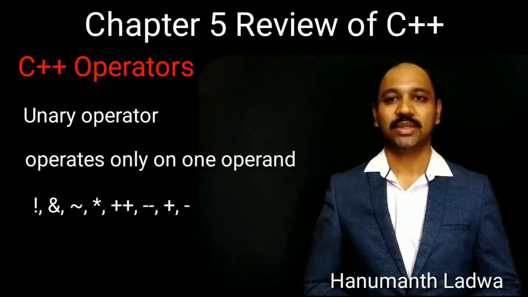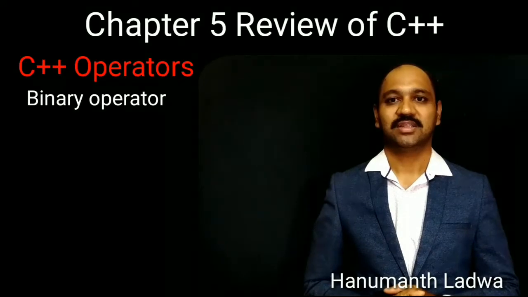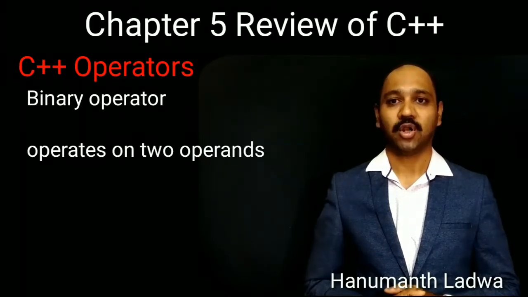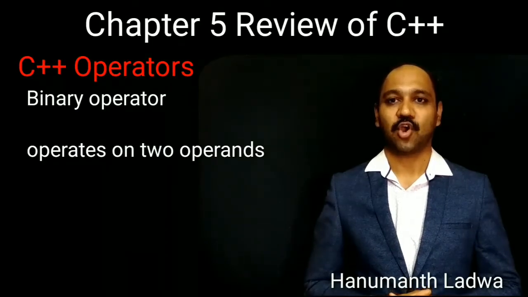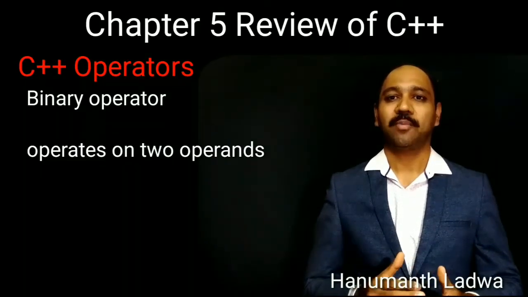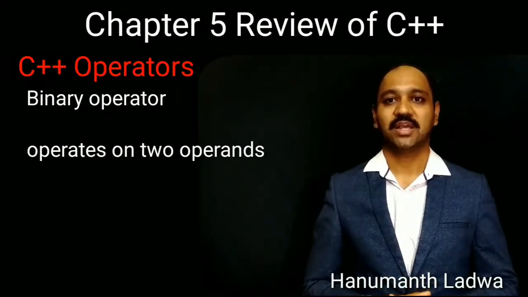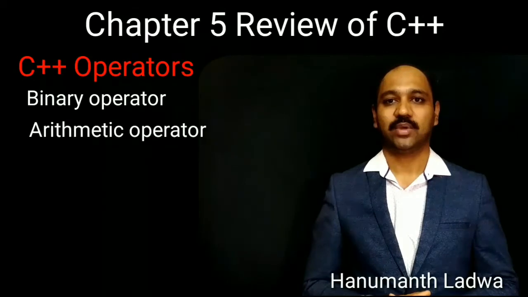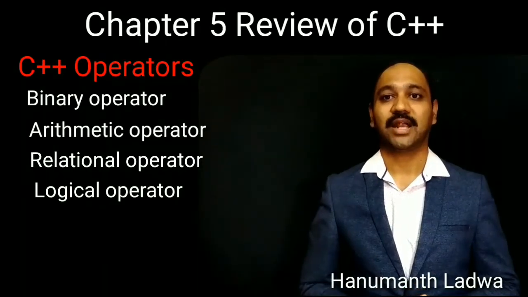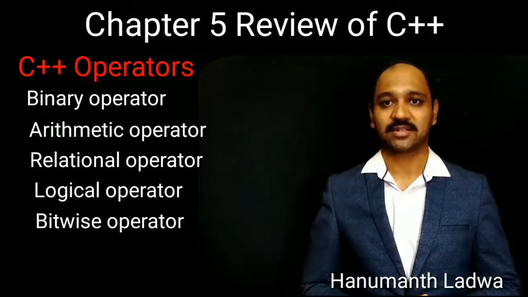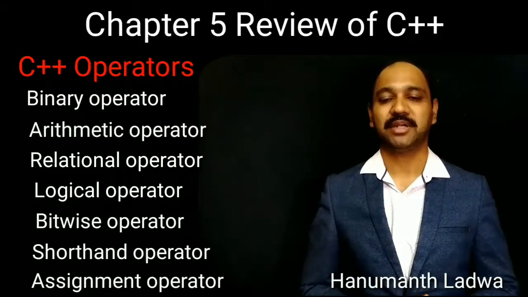Now let us continue with binary operators. What do you mean by binary operators? These are the operators that operate on two operands. Such operators are called binary operators. Binary operators are further classified into various types. The first one is arithmetic operators, the second one is relational operators, the third one is logical operators, the fourth one is bitwise operators, the fifth one is shorthand operators, and the sixth one is assignment operators.